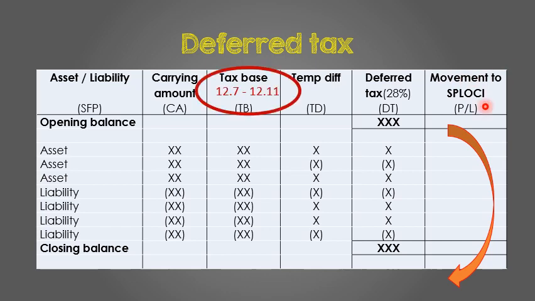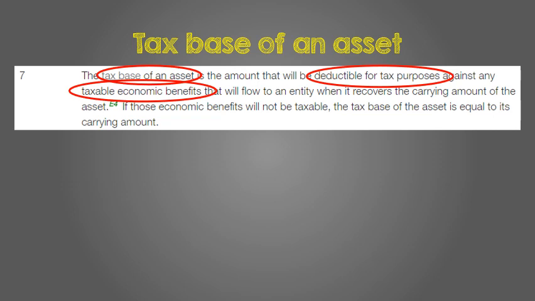Now, calculating the tax base up to now has been fairly easy. When we calculated the tax base for the plant, we realized that it's going to be the future wear and tear allowances. However, for some assets and liabilities, it's not that simple. So IAS 12 provides us with some formulas for calculating the tax base for assets and liabilities. We find these in paragraphs 7 to 11.